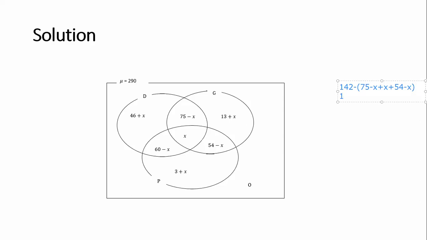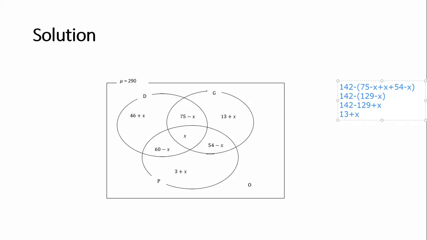So in our addition, what do we have? We have 142 minus 35 plus, that will give us 129. Minus and plus will cancel, 10 minus x. When you open that bracket, you are going to have 142 minus 129 plus x. Our final answer will be 13 plus x. And that's why we have 13 plus x for the people that read the Guardian alone.